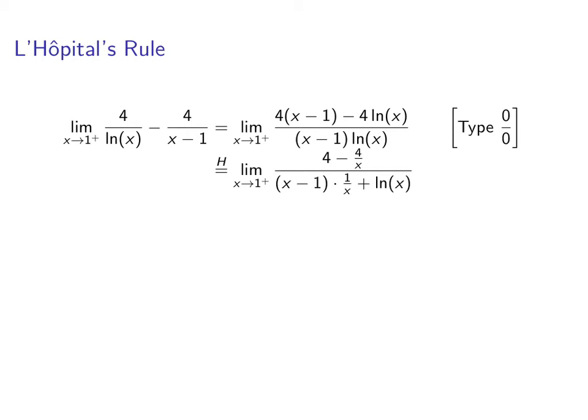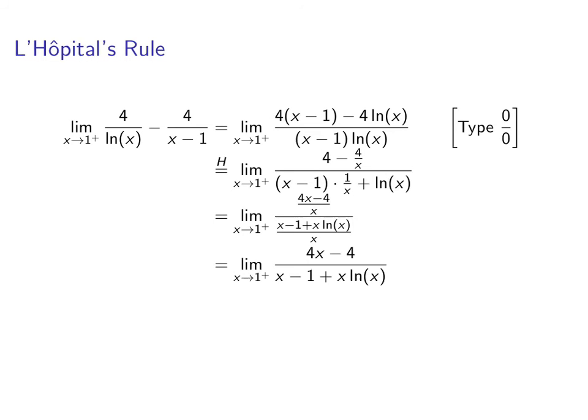All right, so if we differentiate the top, we'll get 4 minus 4 over x. And the bottom, we'll need to use the product rule, and we end up with x minus 1 times 1 over x plus log x. I'm going to try to clean this up. So the top can be made into a single fraction, 4x minus 4 over x, and the same with the bottom, can be made into x minus 1 plus x log x over x. So we have a compound fraction, which can be simplified into 4x minus 4 over x minus 1 plus x log x.